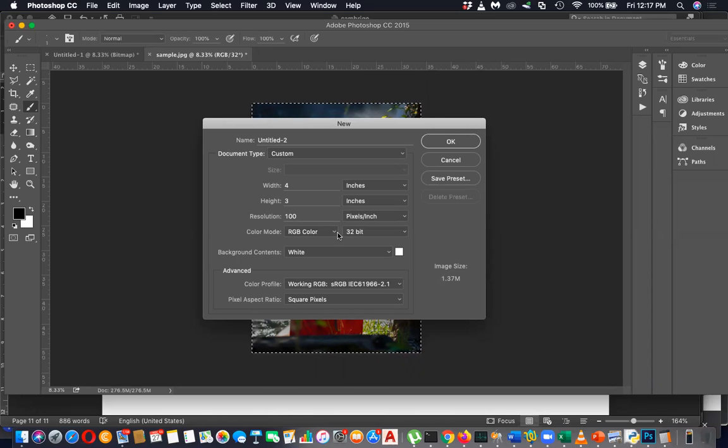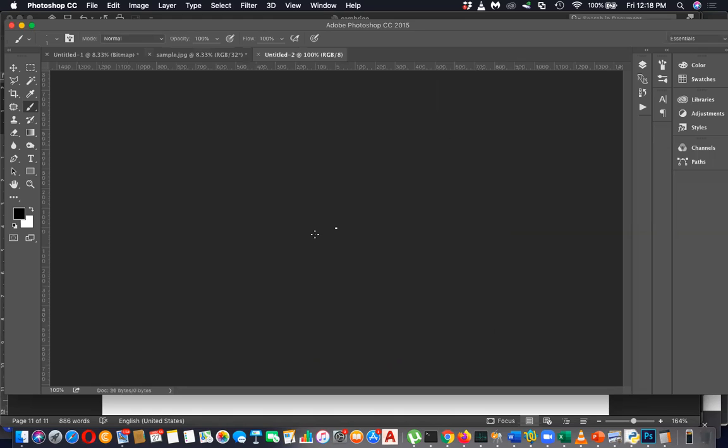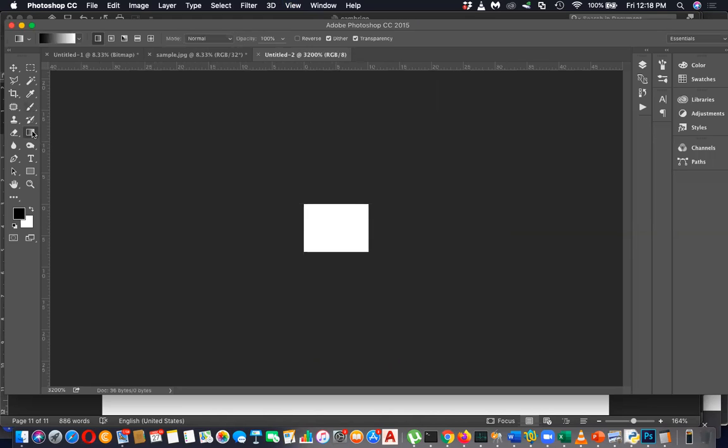Raster images are created using pixels. But let's say you have few pixels, like 1 pixel per inch, 4 inches by 3 inches, 1 pixel per inch. Then you have only 12 pixels, and 12 into 3 is 36 bytes, because each pixel is 3 bytes. Okay, it's very small.